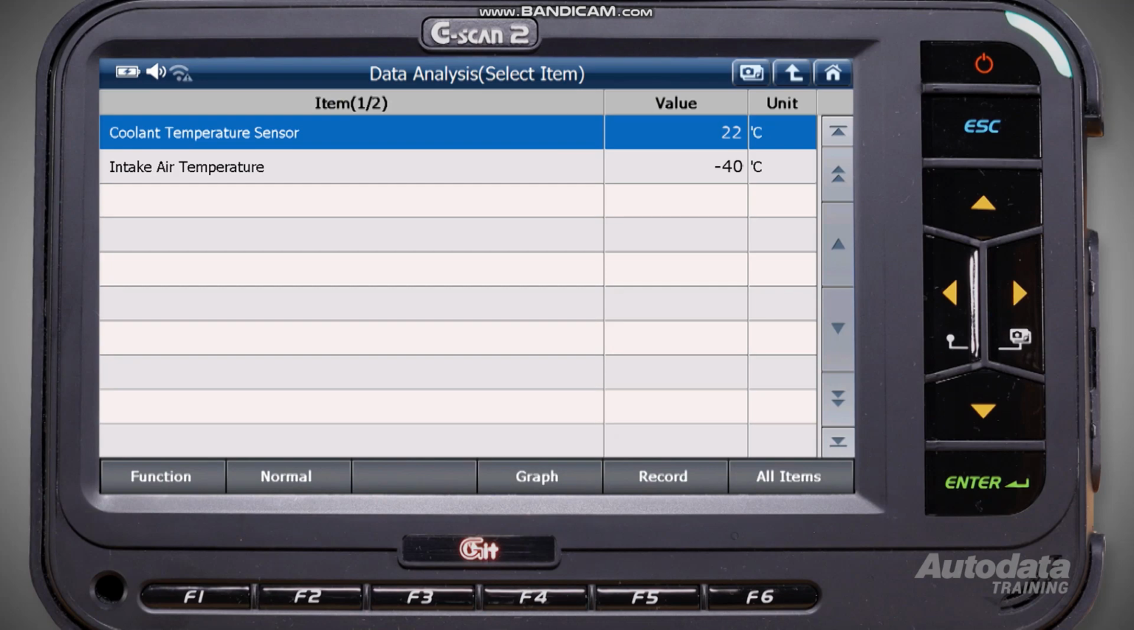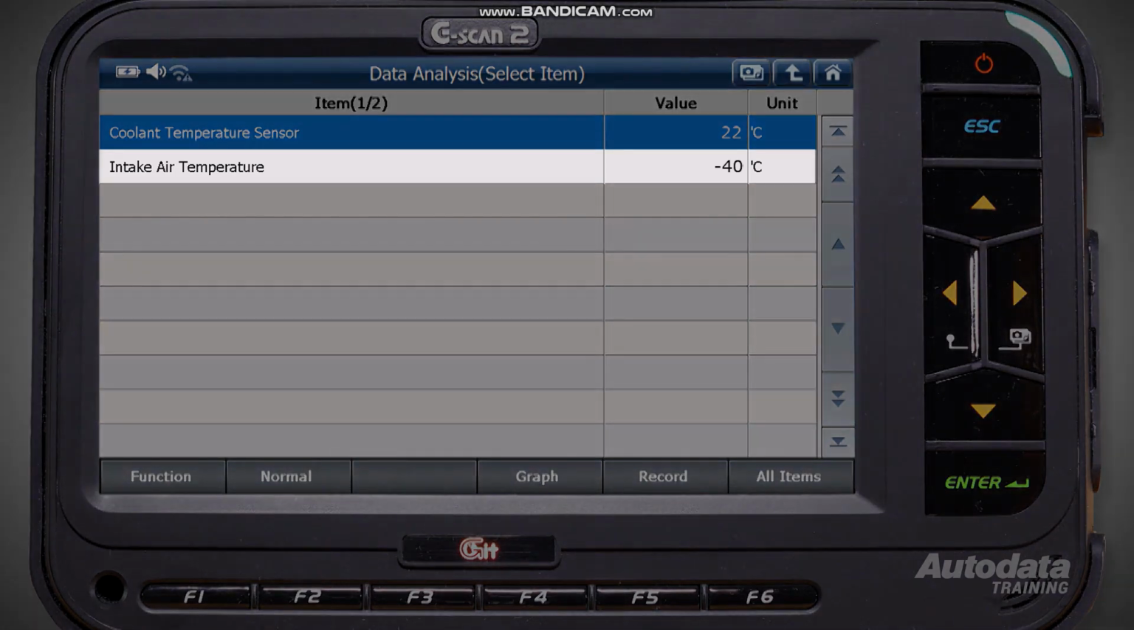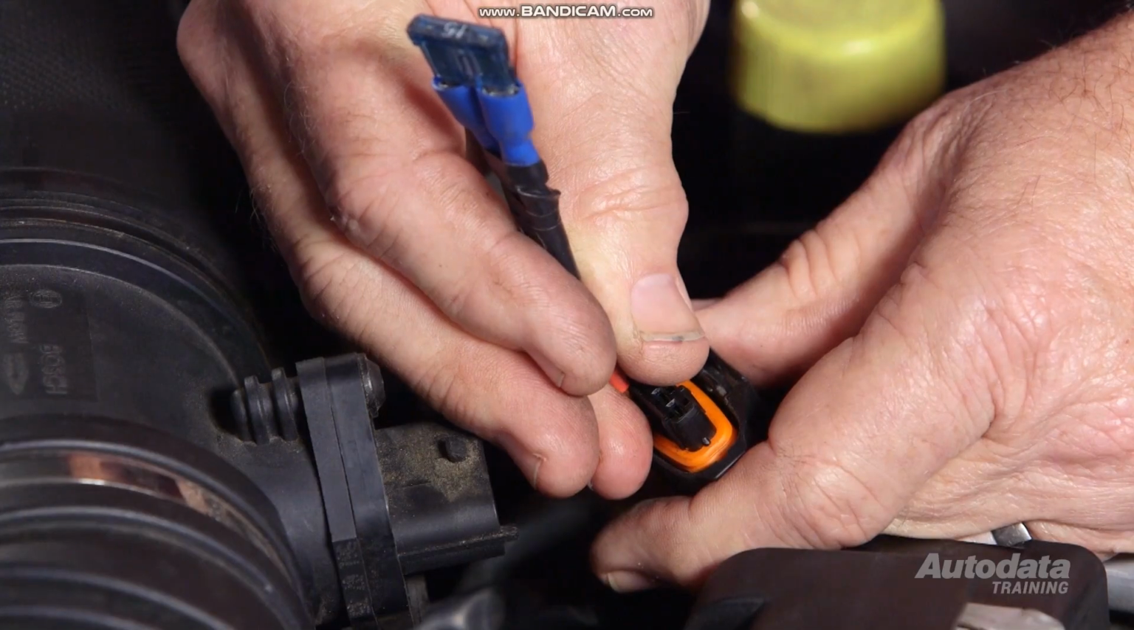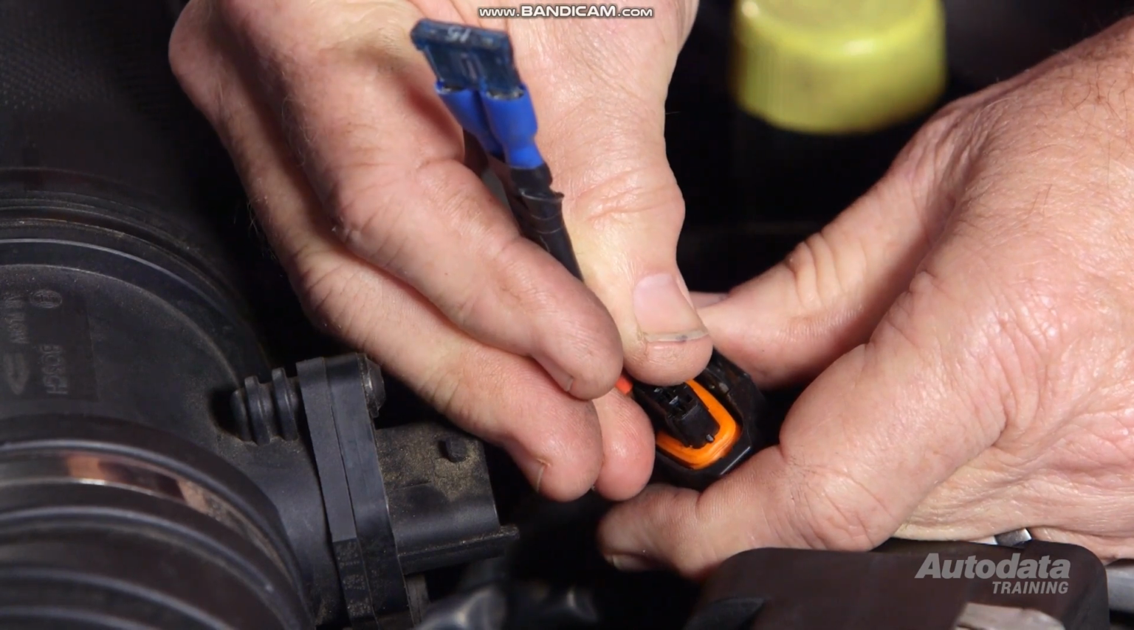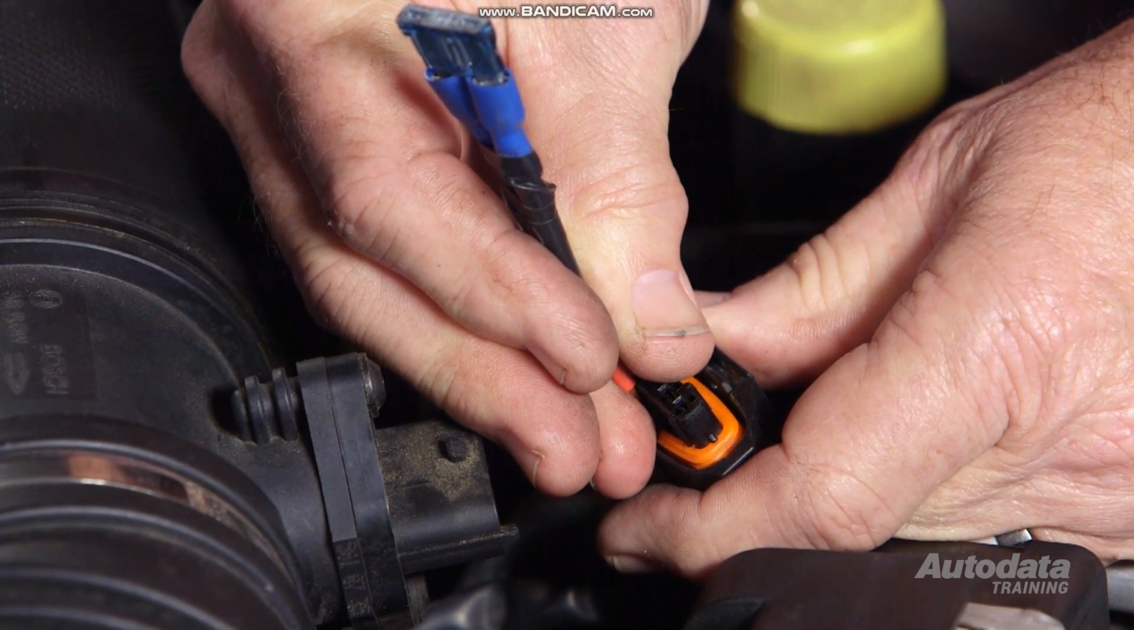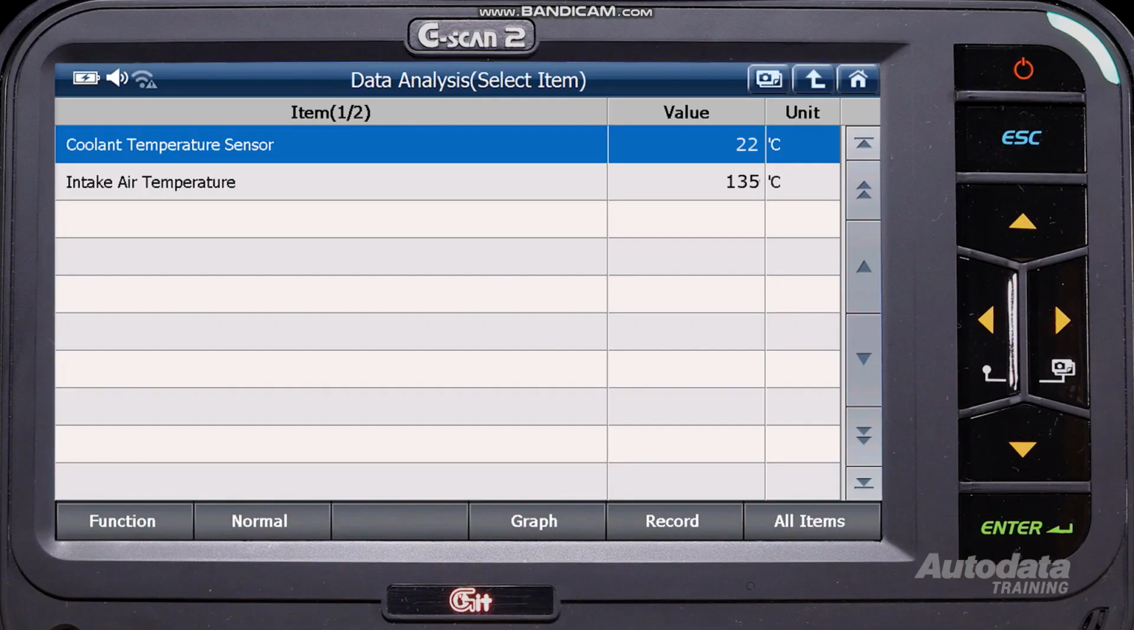While observing the scan tool parameters, disconnect the sensor and see if the IAT reading goes to -40 degrees. Next, using a fuse jumper, join the two sensor connector terminals together. The scan tool reading should go to around 135 degrees Celsius or 275 degrees Fahrenheit. If either of these tests fail, then the most likely problem will be the ECM.